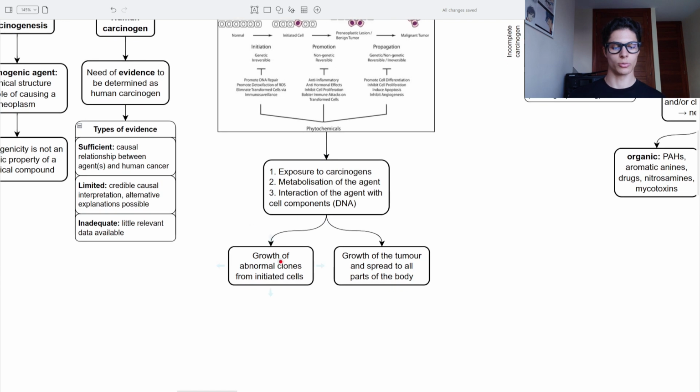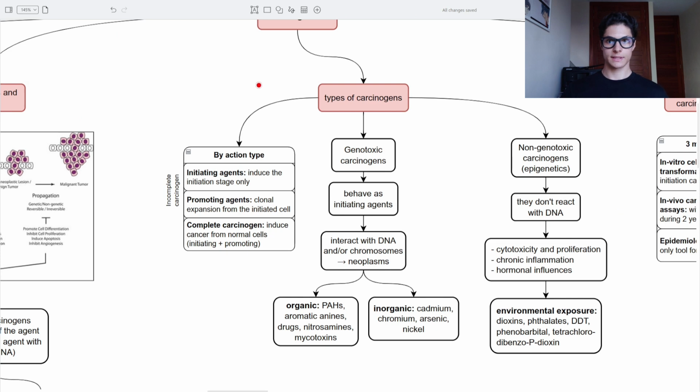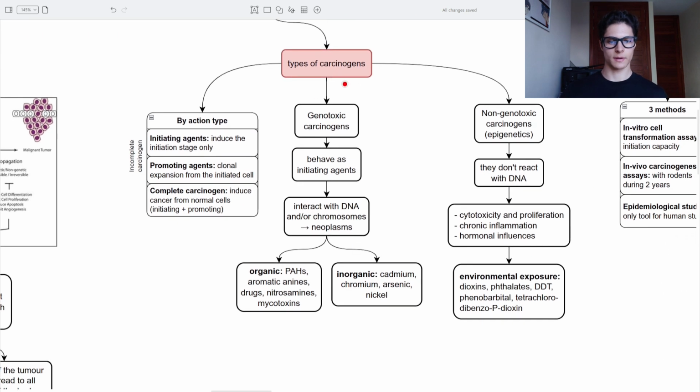This will lead to growth of abnormal clones from initiated cells here, and growth of the tumor and spread to all parts of the body. So as you can see, there are some molecules that act as carcinogens. What are the types of carcinogens?